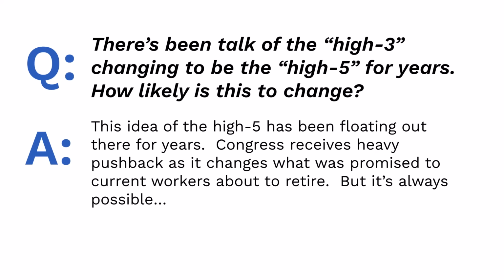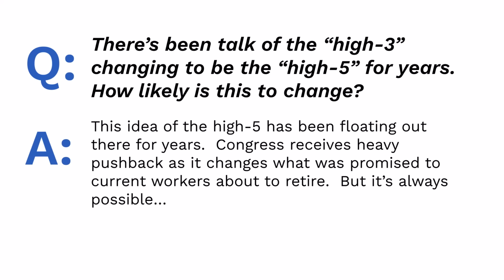And the reason is because current workers have been told that the pension they've been working for all these years is calculated a certain way. And now they're going to change it. And so all these unions and lobby firms and everything, I mean, they are all over Congress when they look to change the High-3 to the High-5. Of course, it's always possible that it's going to change. But, like with anything, the stroke of the congressional pen changes quite a bit. But I want to give you some perspective of what happens when these negotiations take place.